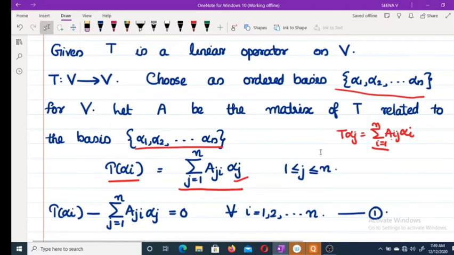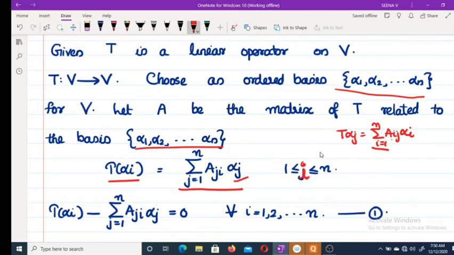Sorry, this is actually 1 less than or equal to i less than or equal to n. Clear? Once again, T alpha_i is equal to sigma j equal to 1 to n a_ji alpha_j.